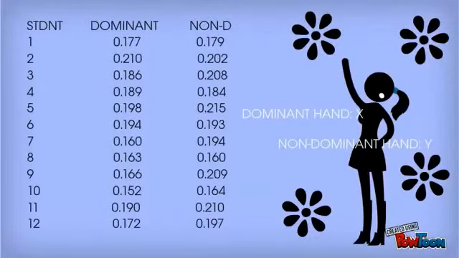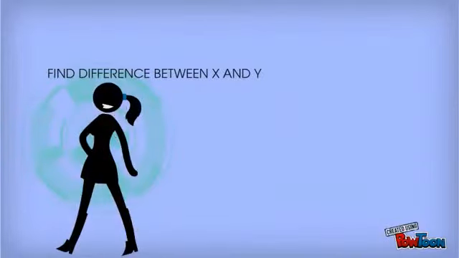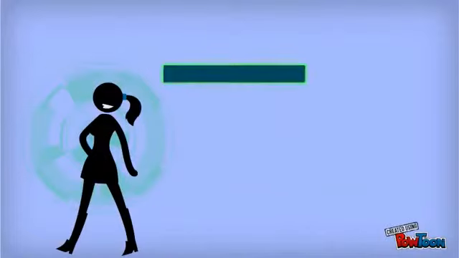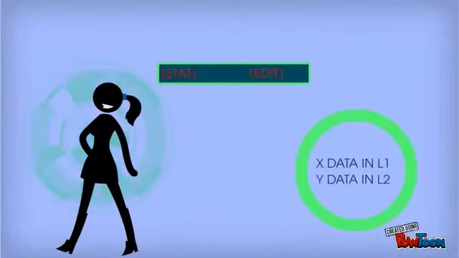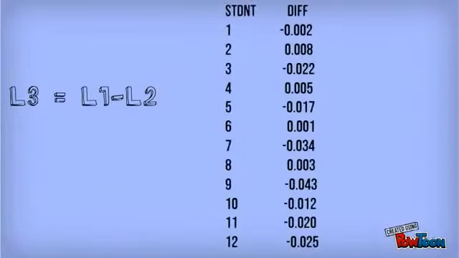Let's make the dominant hand be X and the non-dominant be Y. First, find the difference between the dominant hand's reaction time and the non-dominant hand's reaction time. In our calculator, we can click Stat, then Edit, and type X data in L1 and Y data in L2. Then, in L3, type L1 minus L2 and then enter. This is the data we get.